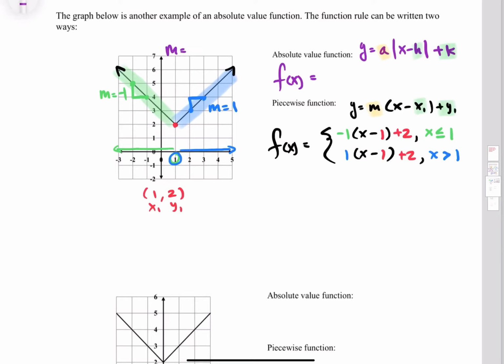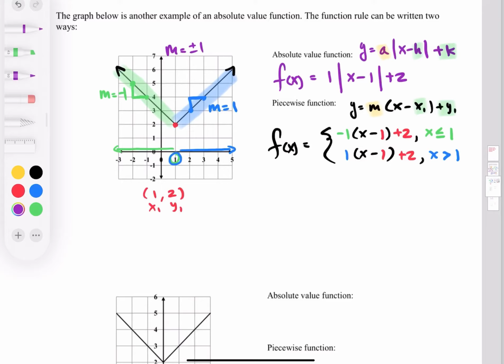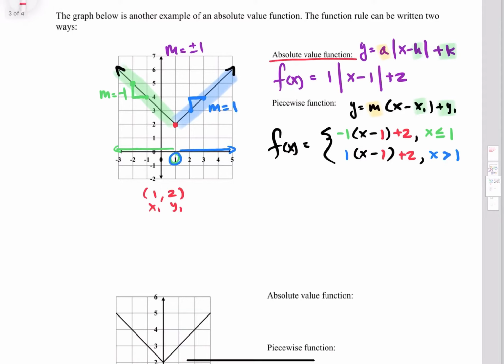We have one negative and one positive. So we have positive and minus, or positive and negative 1. We're just going to write down 1. And then we have our absolute value of x minus h. Well, h is our 1, okay, and that's our x1. Plus k, which is our y1, which is 2. So this is what our absolute value function looks like for this particular graph.